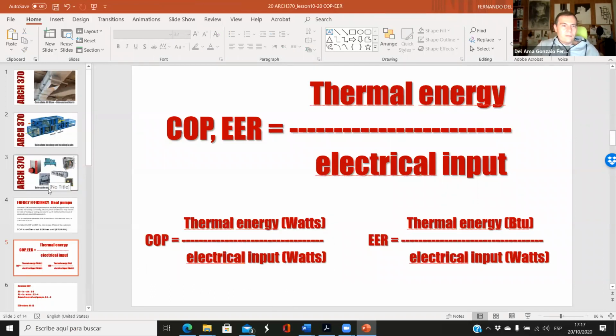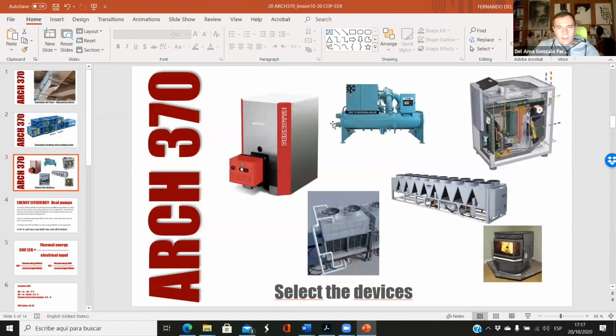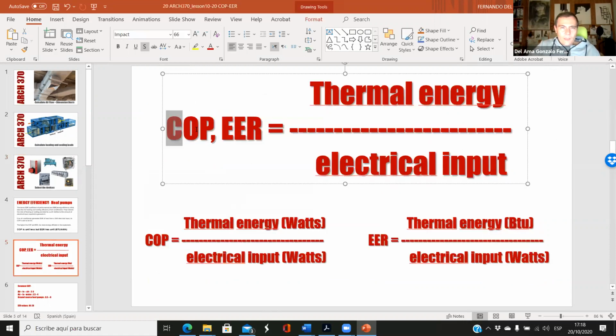So what's next? On the next assignment, we will be focusing on electrical devices. So we want to be focusing on pellet boilers or condensing boilers, gas boilers. We will be using water-cooled chillers, air-cooled chillers, heat pumps, and we will analyze COP.